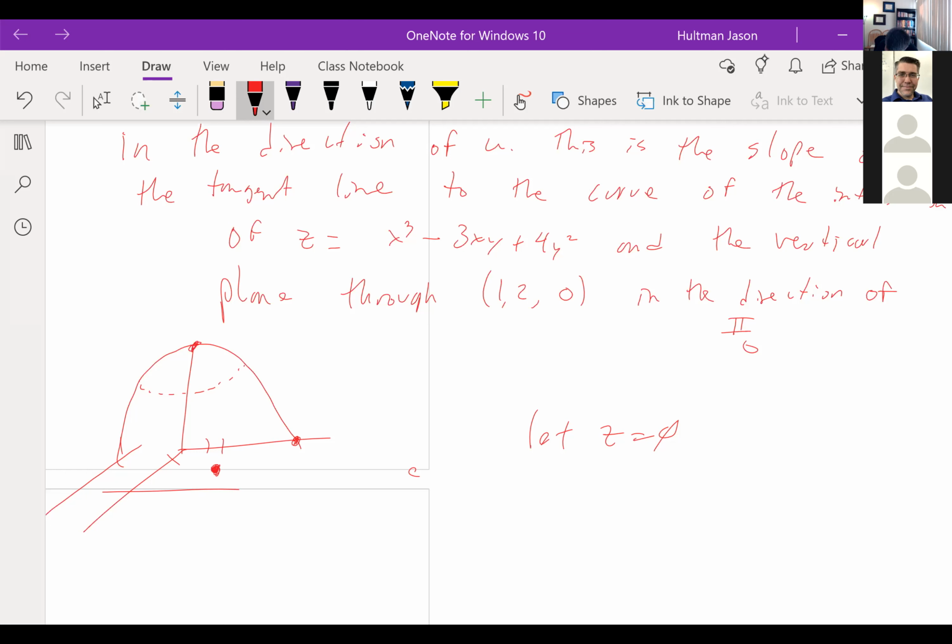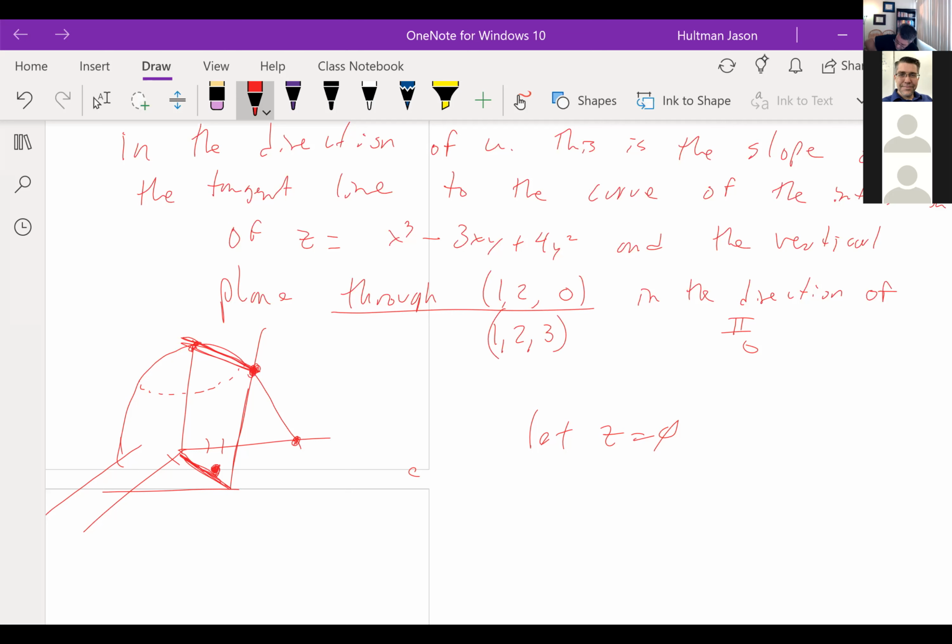So in the direction of pi over 6, it's this vertical plane here. And where the plane and the curve intersect, that's where we're taking our derivative. That's kind of interesting. That makes sense because you're at (1, 2). It's the plane through this, but the plane also goes through (1, 2, 3).